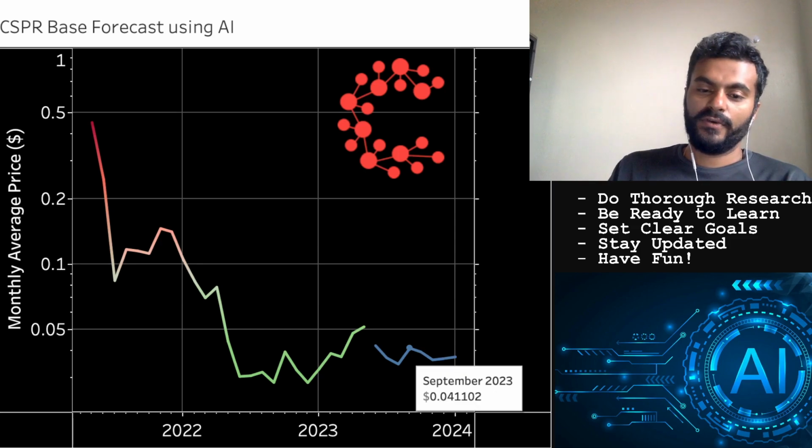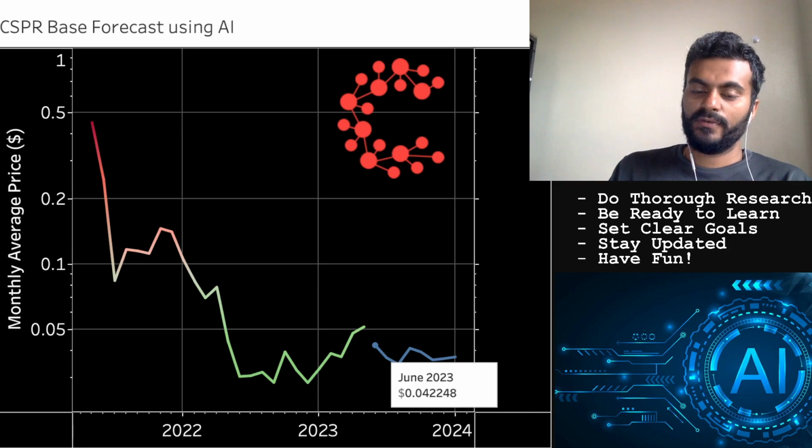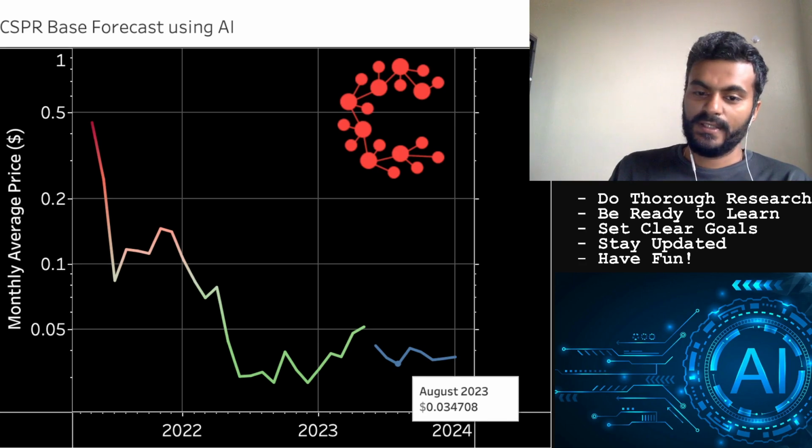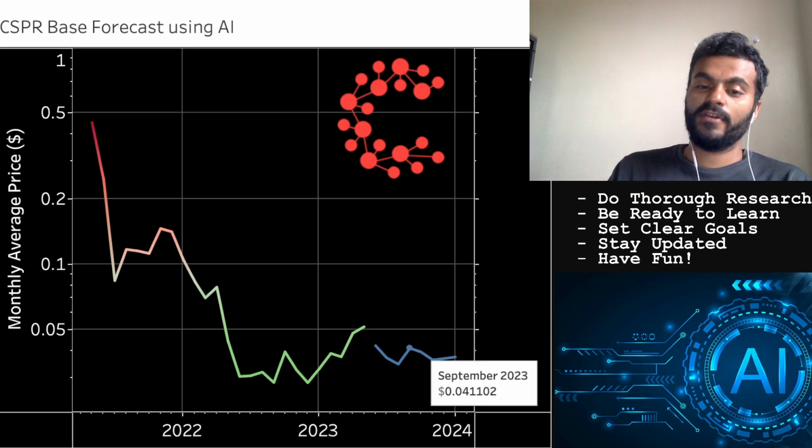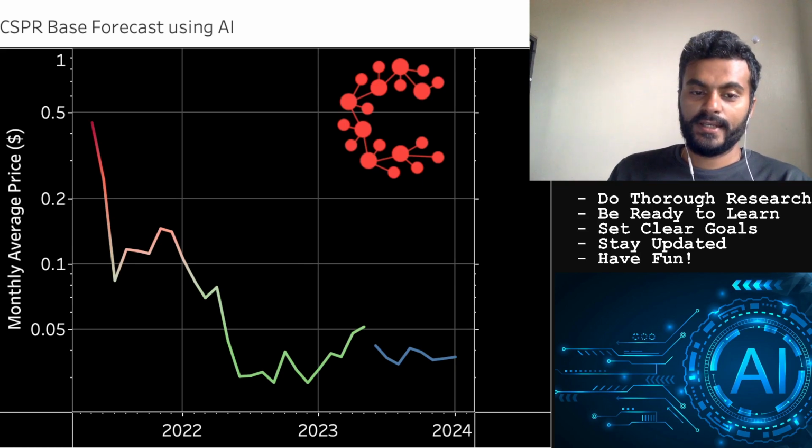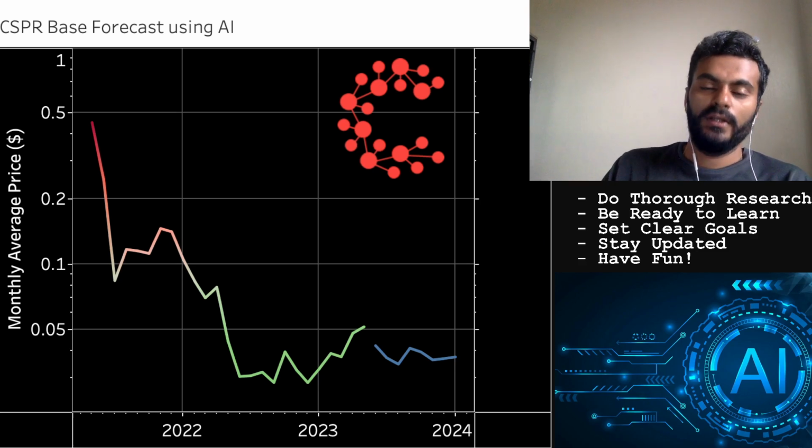So the range of this forecast goes from 4.2 cents at a high level, and at the lowest point almost 3.5 cents. This is what is forecasted, and this is not financial advice, this is an exercise in data science, and this uses historical data to see what the future could hold for this crypto.